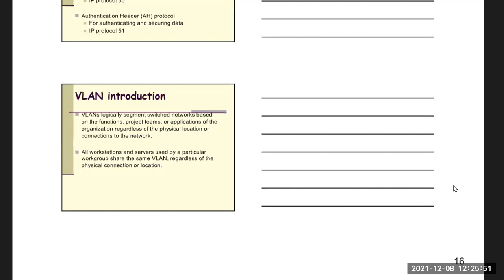So this is about the concept of the VLAN. In the next class, we will see more about that topic. So today, this is all.